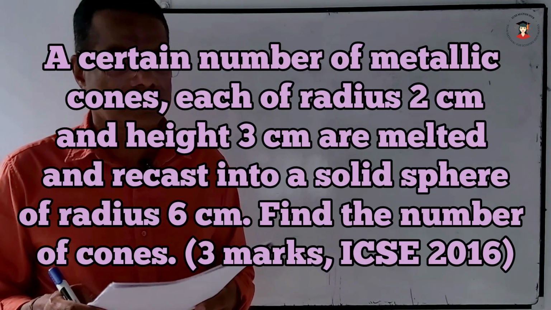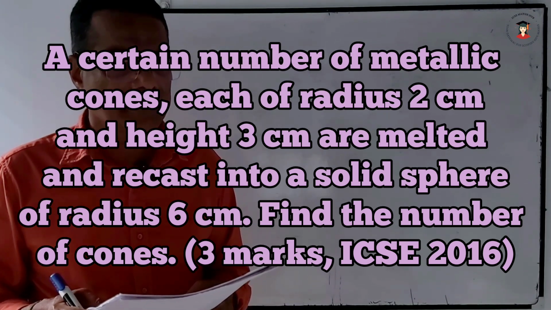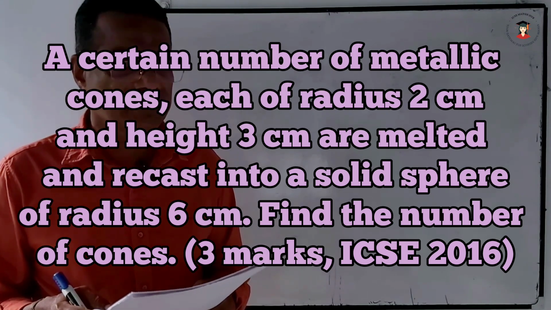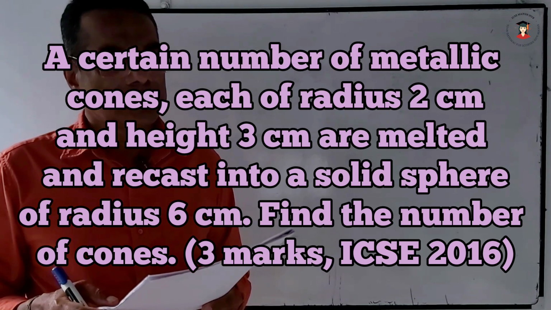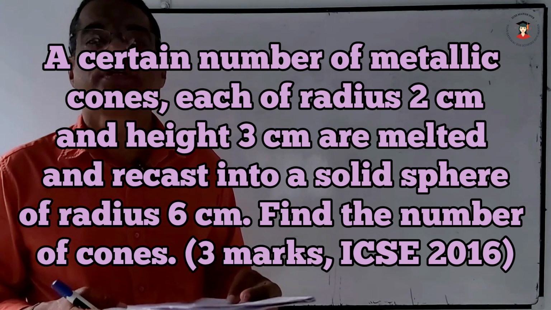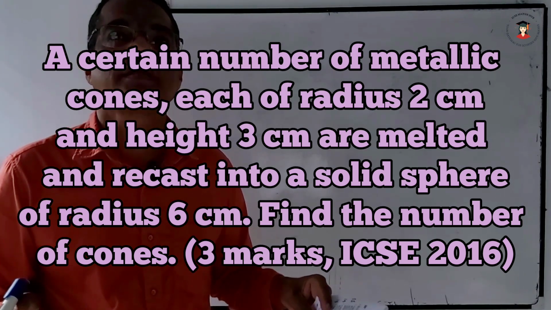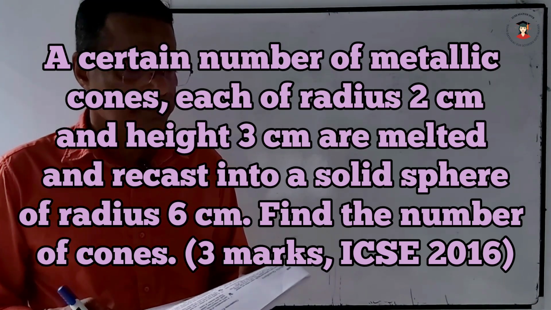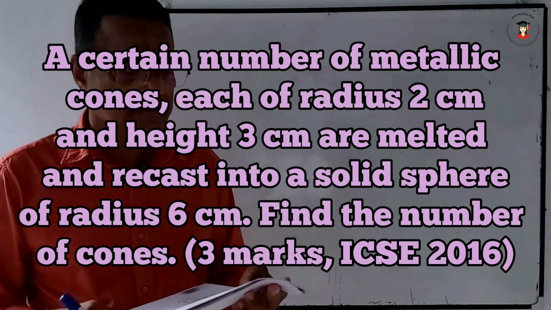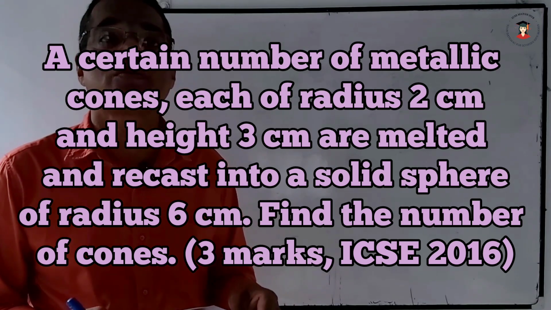The 15th question. A certain number of metallic cones, each of radius 2 cm and height 3 cm, are melted and recast into a solid sphere of radius 6 cm. Find the number of cones. So here a number of cones are melted and then recast into a sphere. All the dimensions are given. The only thing is we need to find out how many cones are melted.